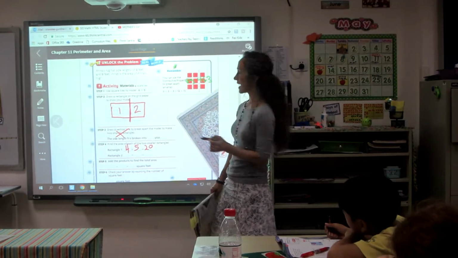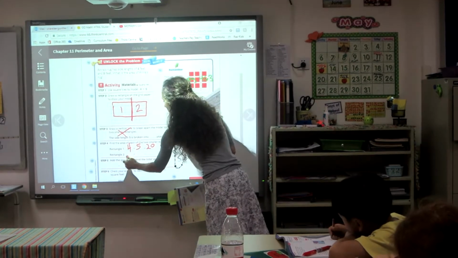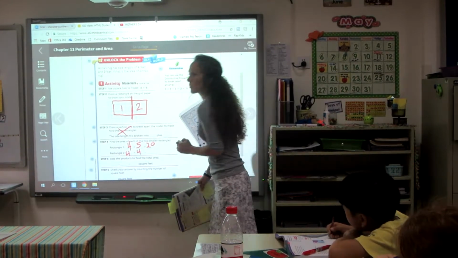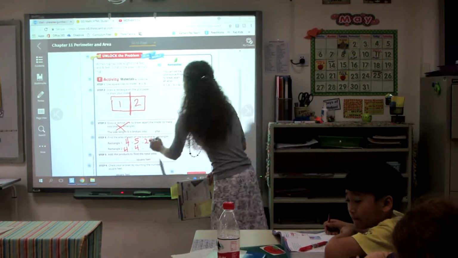Rectangle 2. How many rows? 4 rows and 4 columns. So 4 times 4, which equals 16.